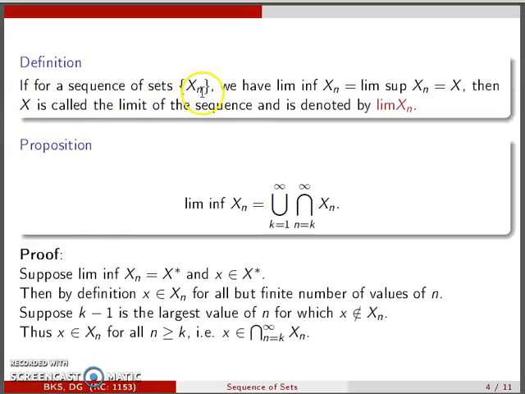For a sequence of sets xn, if we have lim inf equals lim sup, let's say it is x, then x is called the limit of the sequence, denoted by lim xn. Proposition: lim inf of xn is in fact the union of the intersection of xn. But remember, the first union is over k from 1 to infinity, but the second intersection goes from k to infinity, not 1 to infinity.